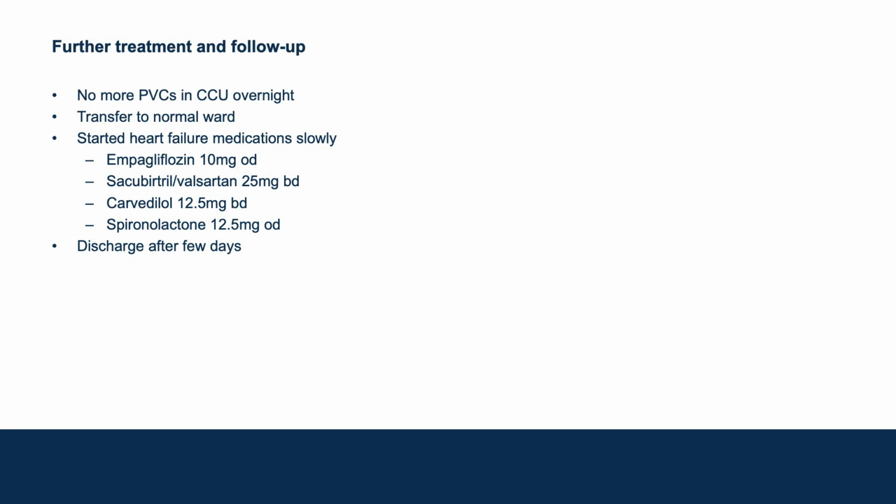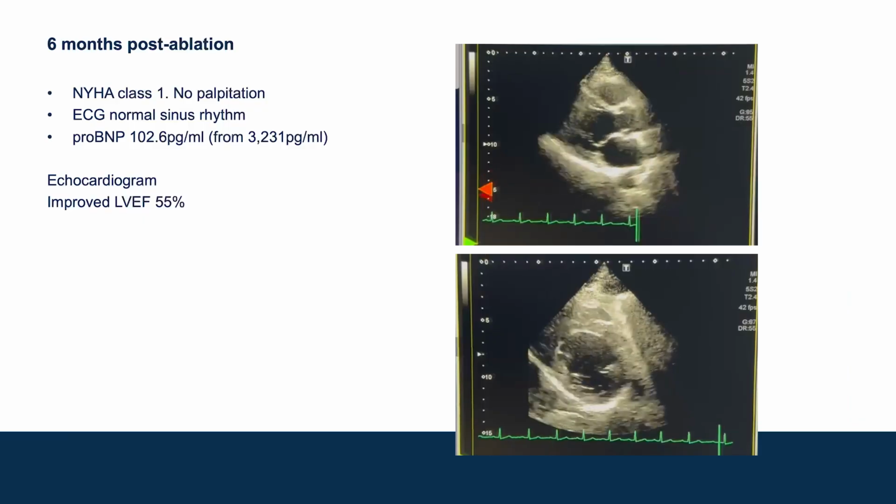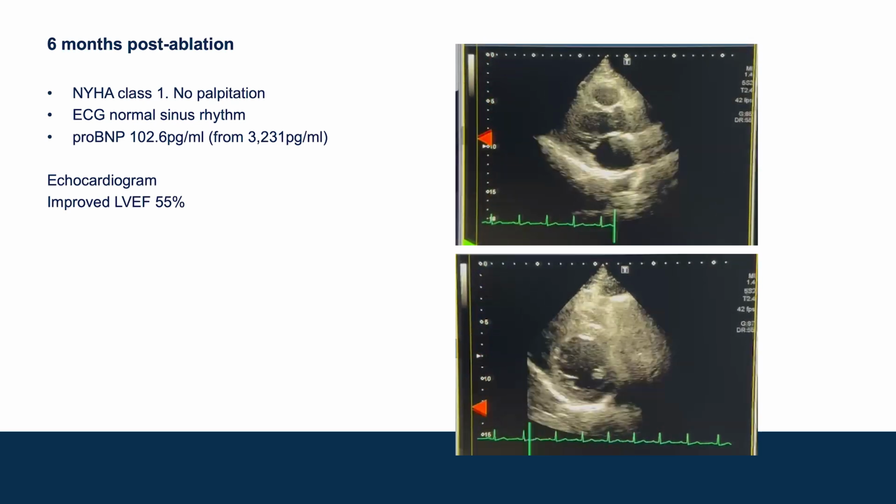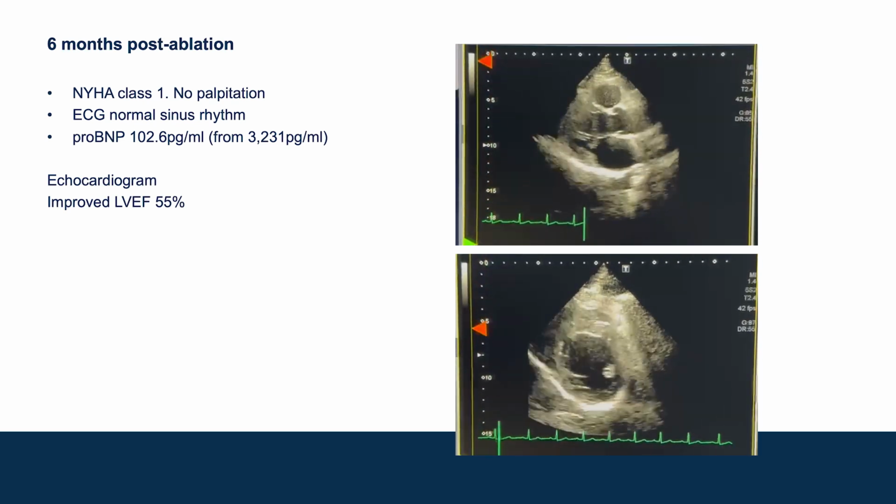Further treatment, just very quick: no more PVCs after the ablation, transfer to normal ward. Of course, once we treat the etiology, same like the first case where the etiology was MI, now this etiology is arrhythmia-induced cardiomyopathy. We still have to treat the condition caused by the etiology, which is the heart failure. So we start medication, the 4 pillars of medication, and discharge after a few days. During follow-up, the echocardiogram definitely improved. You can see the improvement, and of course, there's no more PVC in the ECG strip.